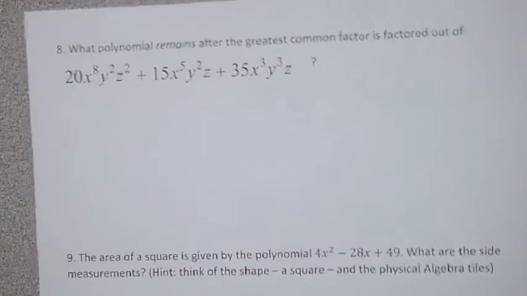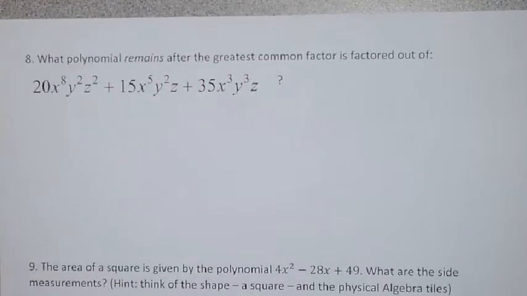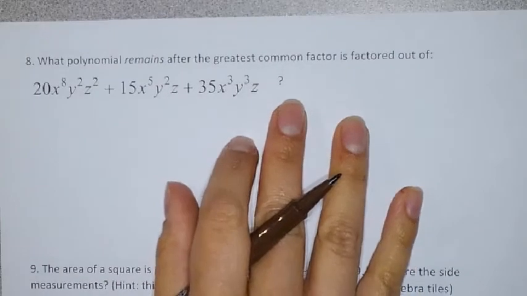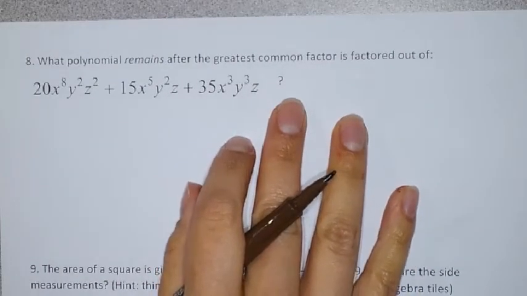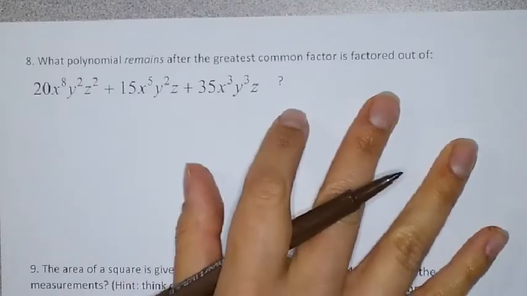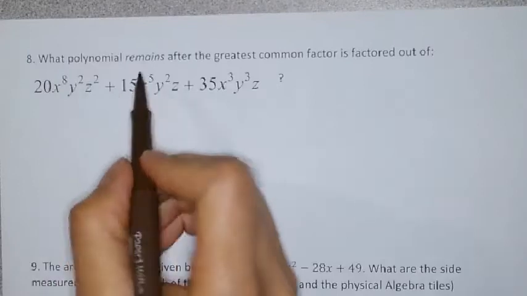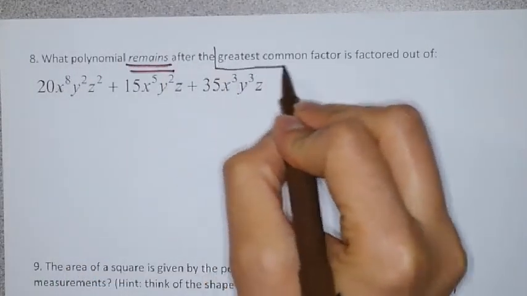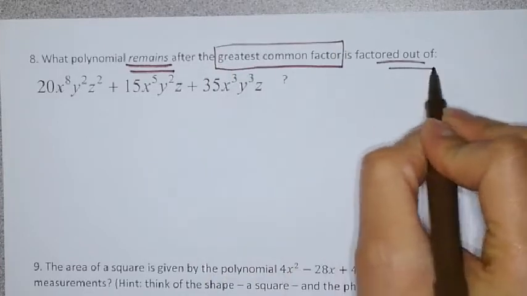This is the second video of Unit 6 review for your exam. Number 8 is actually an exit ticket that we did in the past, and some of you have the homework of correcting that exit ticket this weekend as well. So here's a freebie for you. Alright, so here it says what polynomial remains after the greatest common factor is factored out.